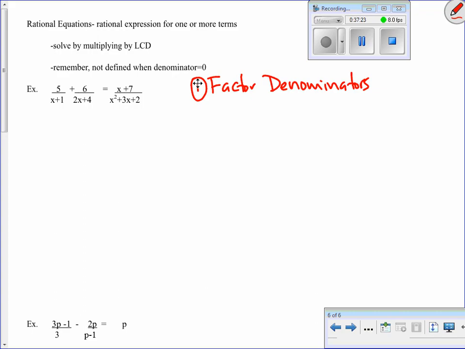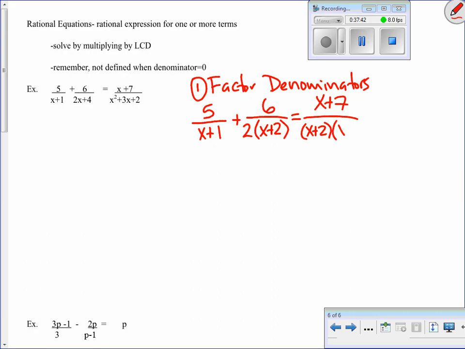So let's do that. We're going to get 5 over, well, that's just going to be an x plus 1 still, plus 6 over, we'll pull out a 2, that's x plus 2. That's going to be equal to x plus 7 over, and that guy factors into x plus 2 times x plus 1. Okay, now, we want to solve this by multiplying both sides by the lowest common denominator.